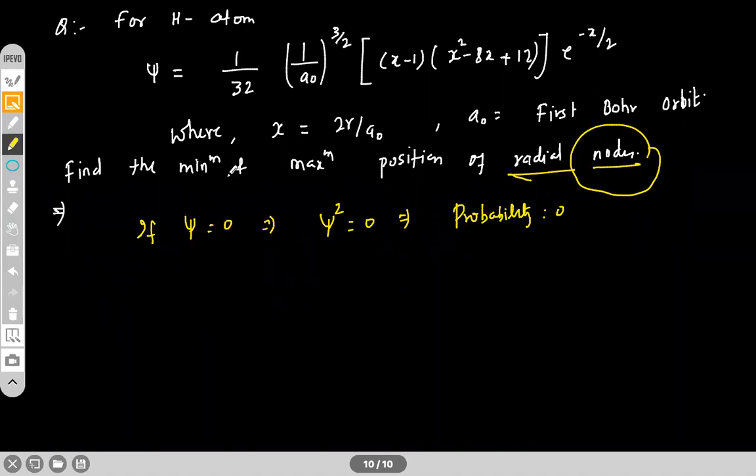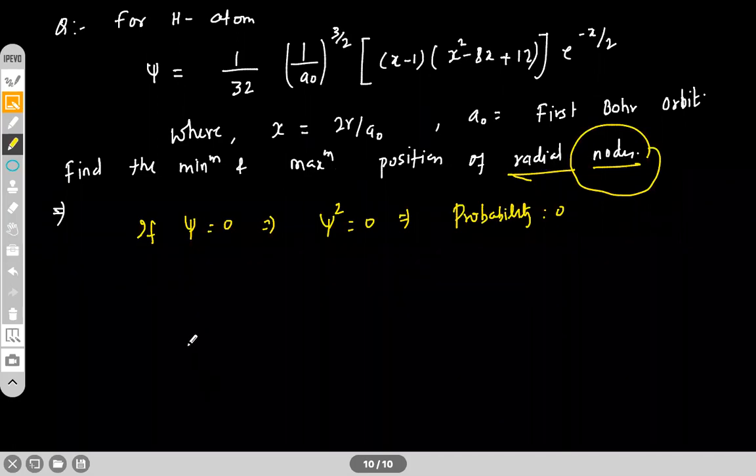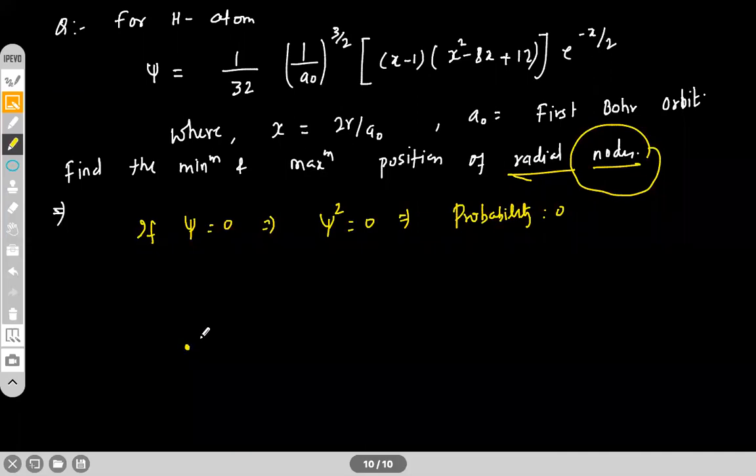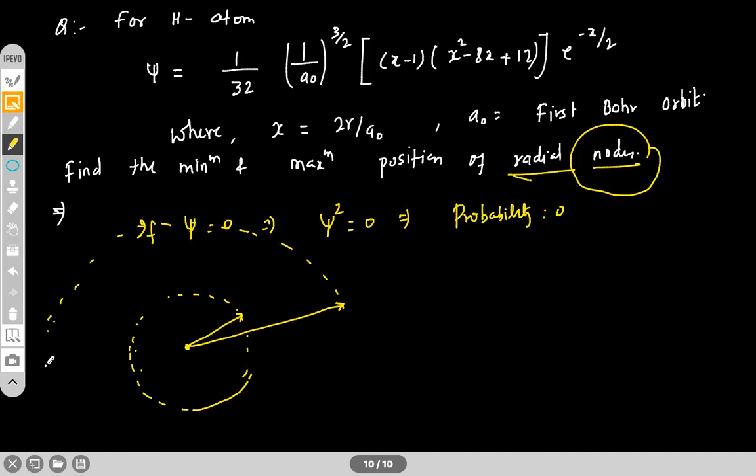Suppose you have to find out the minimum and maximum position of a radial node. Radial node means, from the nucleus, at what distance, minimum and maximum, we have a spherical surface where the probability of finding an electron is 0. This is what the question is. So these two minimum and maximum distances you need to find out.